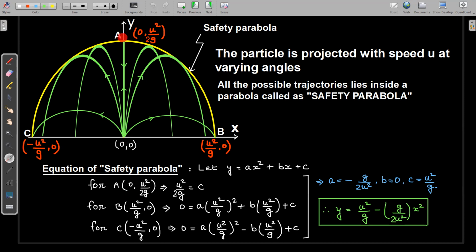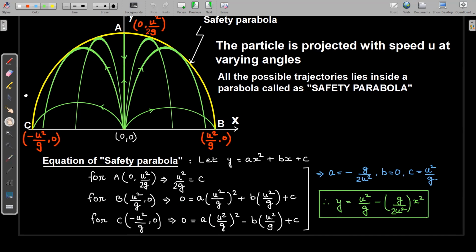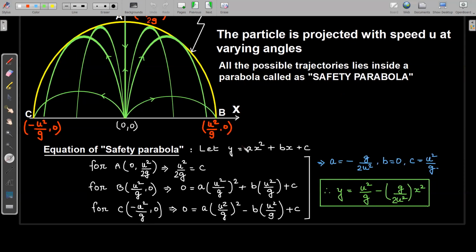Now all these 3 points, point A, point B and point C, should lie on this safety parabola. So we'll use these 3 points to find the equation of this. Let us assume that the equation of safety parabola is y equal to ax square plus bx plus c. So we need to find the values of these constants a, b and c. Now for point A, whose coordinate was 0 comma u square by 2g, I am putting this coordinate in this equation. So y is u square by 2g and the value of x is 0. So we'll directly get the value of constant c, which is u square by 2g.